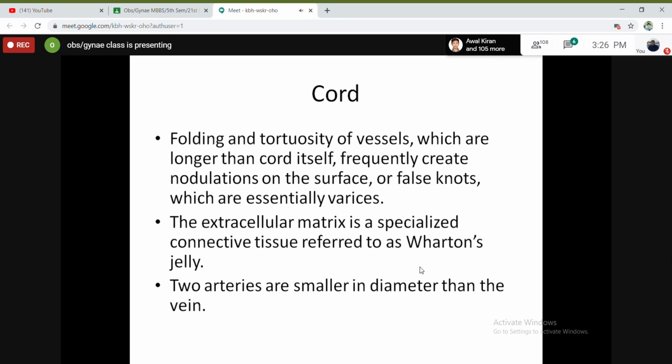Also known as false knots, which are essentially varices. The extracellular matrix, as I said, is also known as Wharton's jelly. It basically protects the vessels. And there are two arteries which are smaller in diameter than the vein.